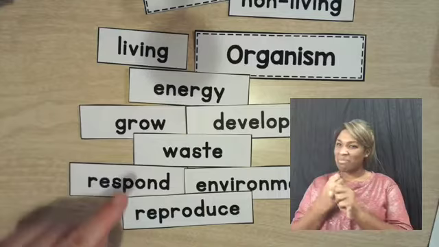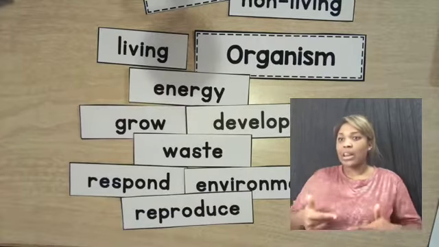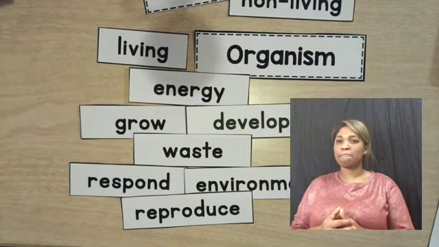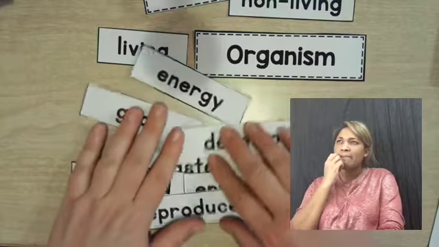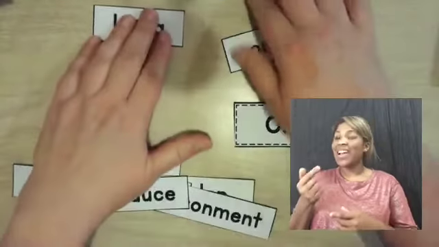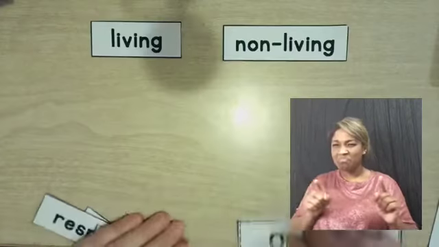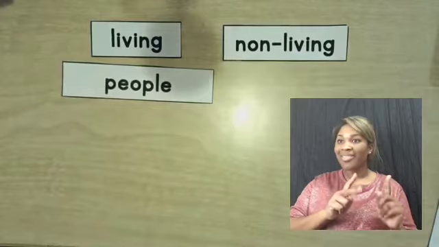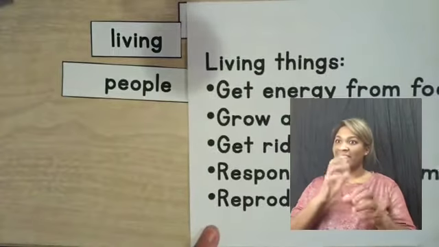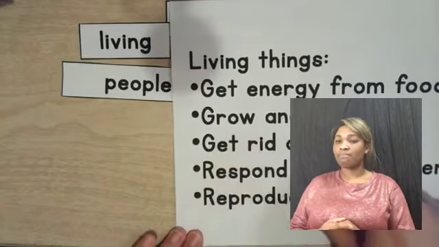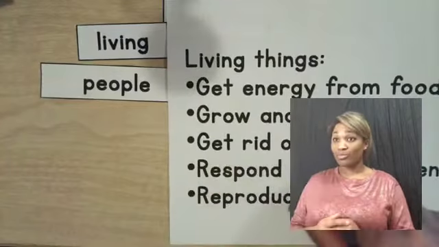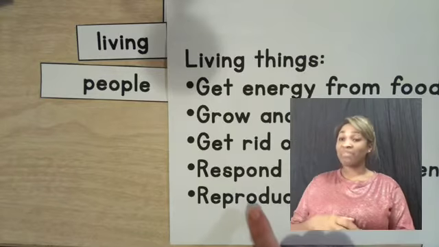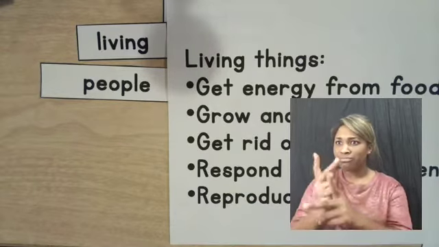So these are the 5 things that living organisms carry out, the basic life functions. Let's think right now about things that are living and things that are non-living. So, people. Well, people, yes, they get energy from food. People grow and develop. People get rid of waste. People respond to the environment, and people can reproduce. So people are living organisms.